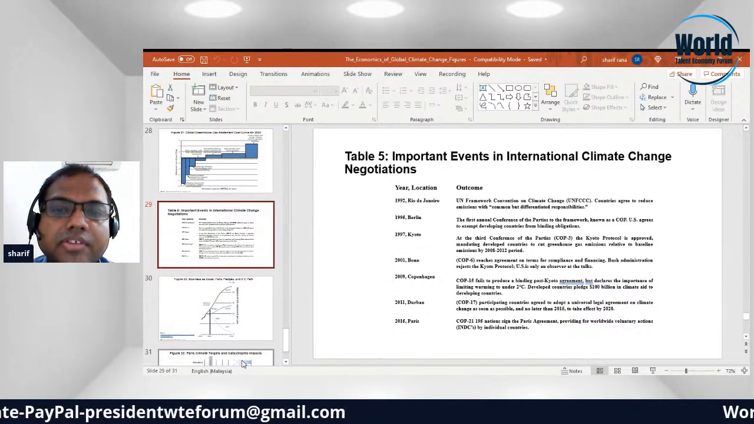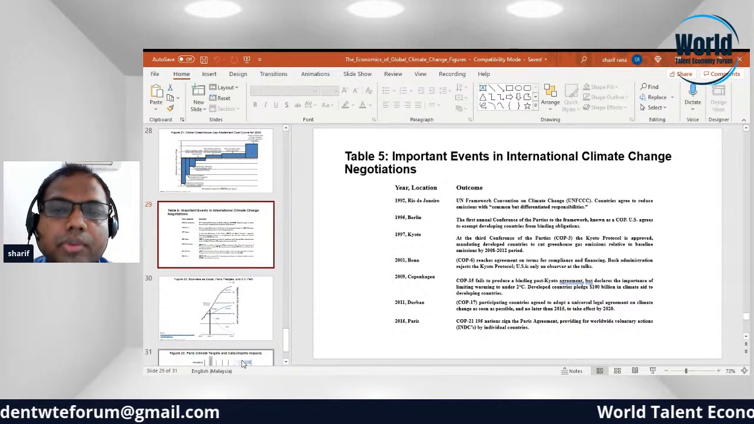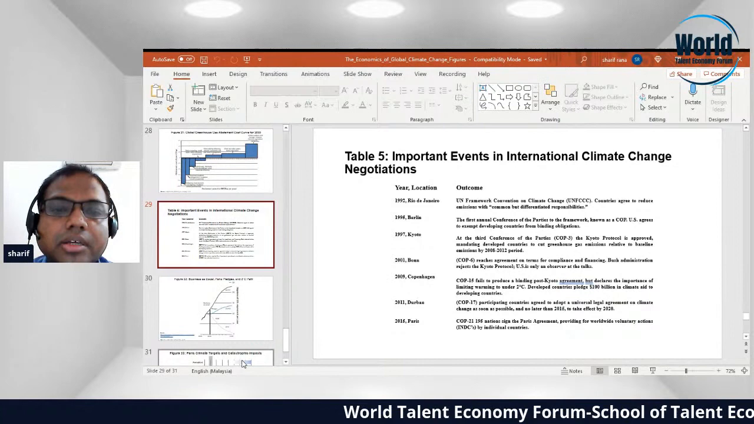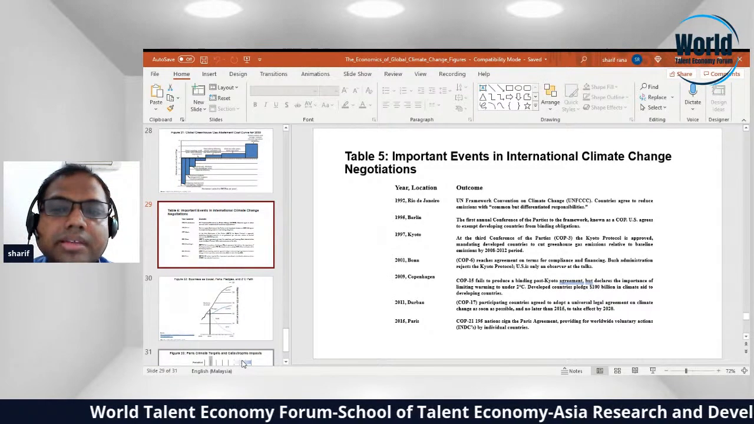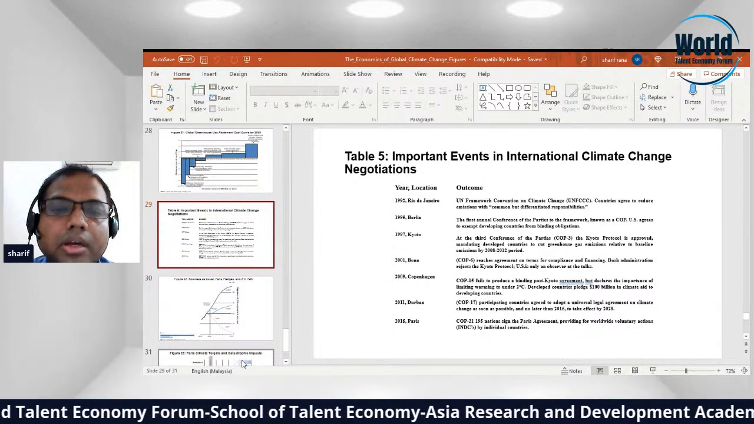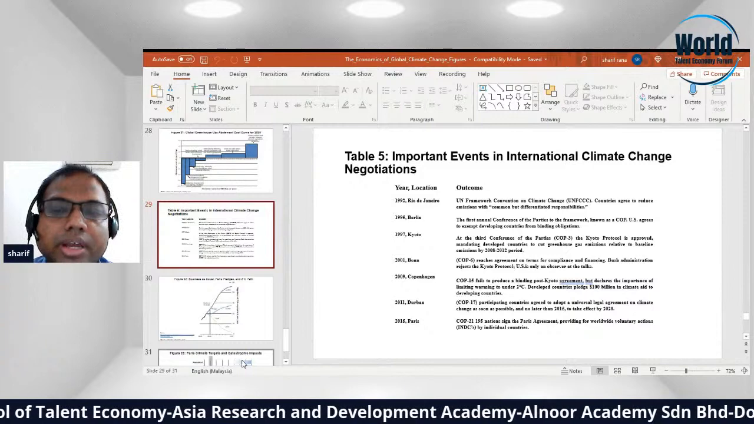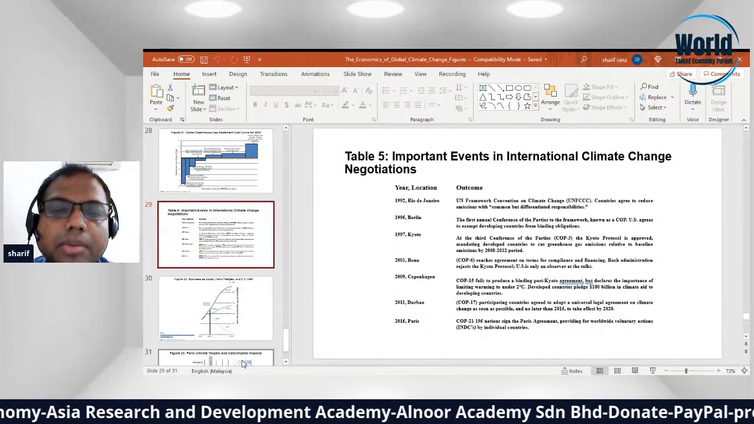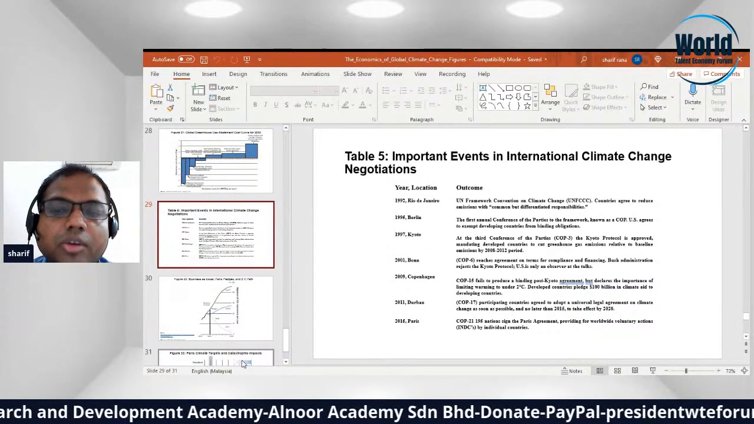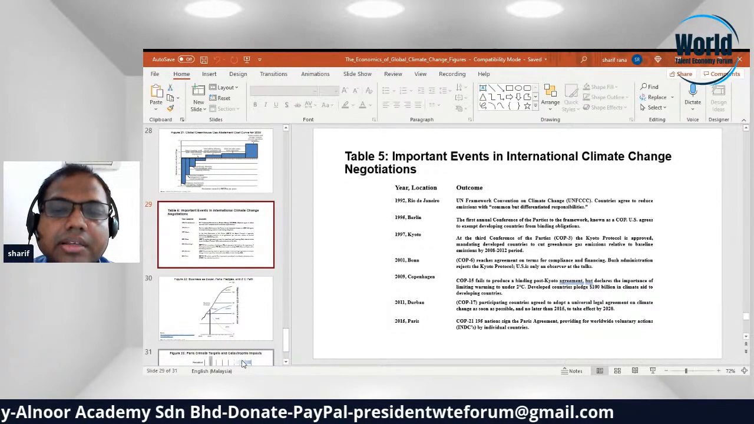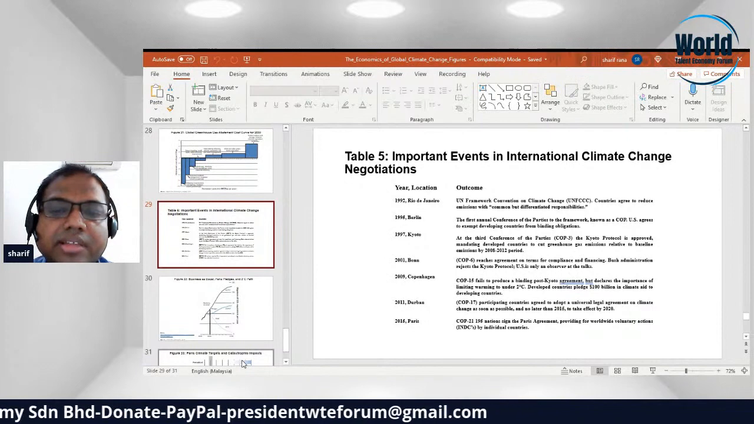1992 Rio de Janeiro UN Framework Convention on the Climate Change, 1995 Berlin, the first annual conference of the parties to the Framework, 1997 Kyoto at the third conference of the parties, 2001 Bonn agreement on the terms of compliance and financing, Copenhagen phase to produce a binding post-Kyoto agreement, Durban participating countries agree to adopt a universal legal agreement on the climate change, Paris 2015 195 nations sign the Paris Agreement.